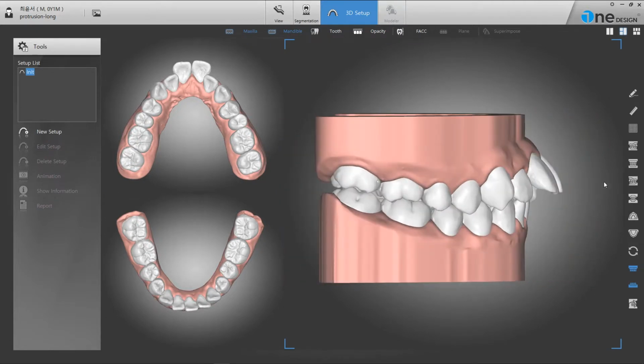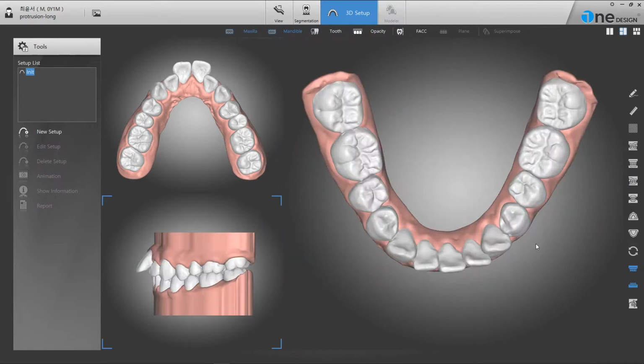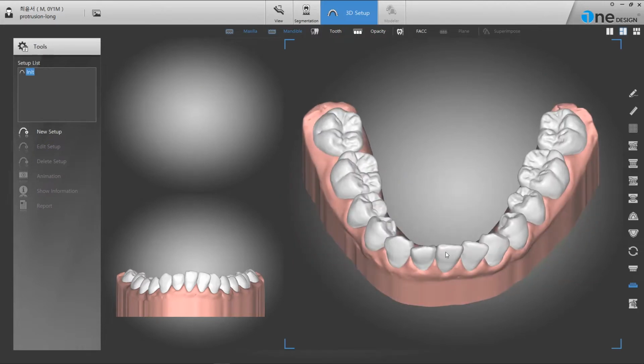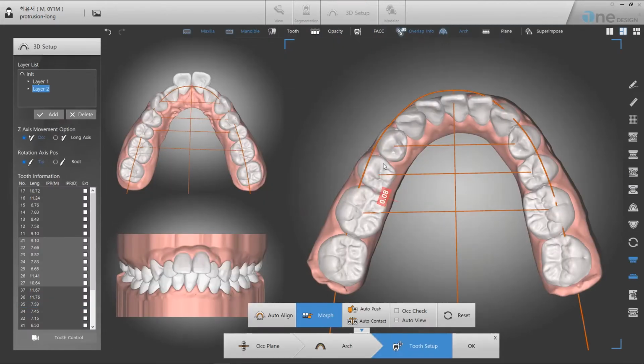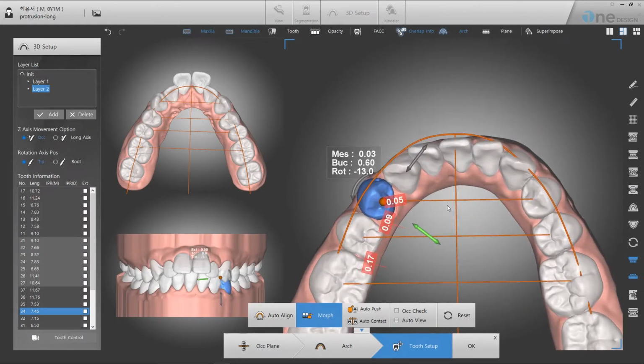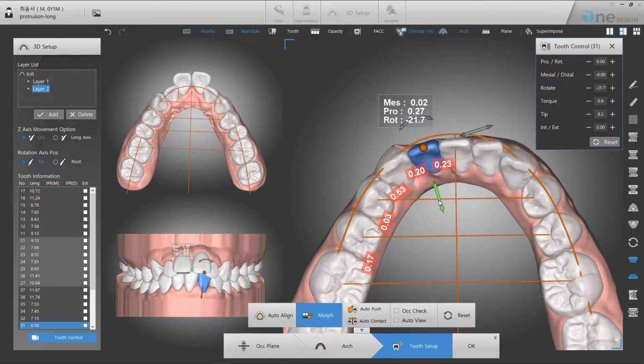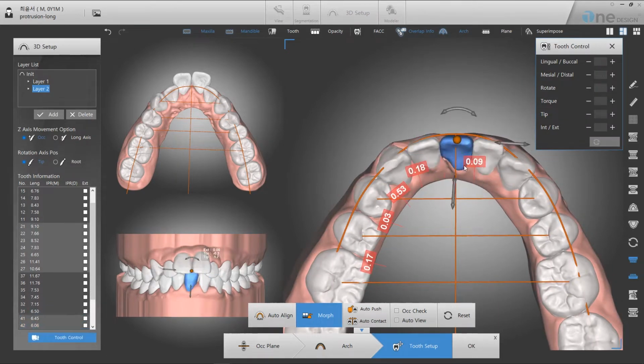This patient has anterior crowding and protrusion. It is necessary to adjust the axis of the mandibular anterior region. To set the IPR value, we will proceed with the final setup first.